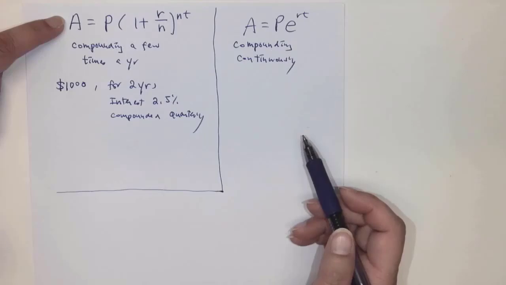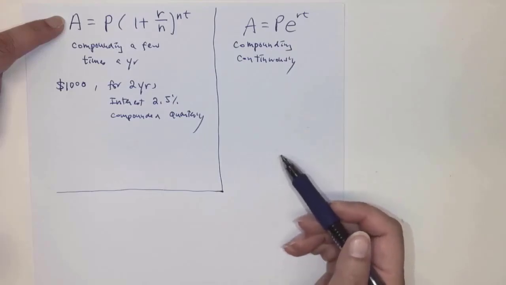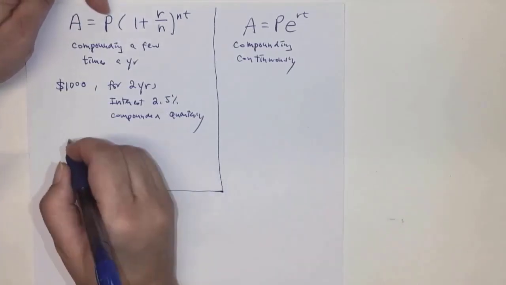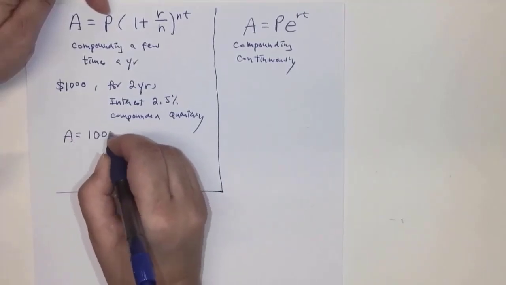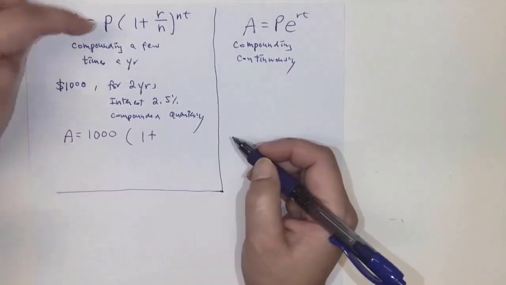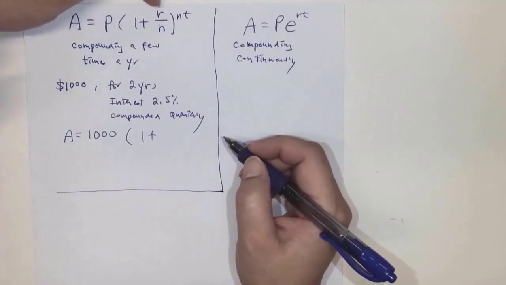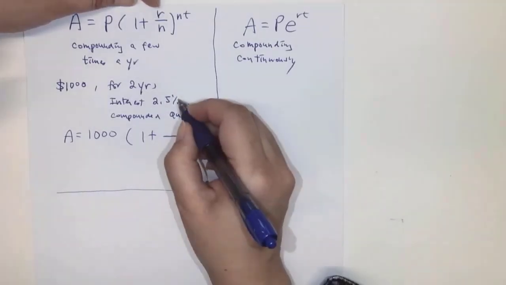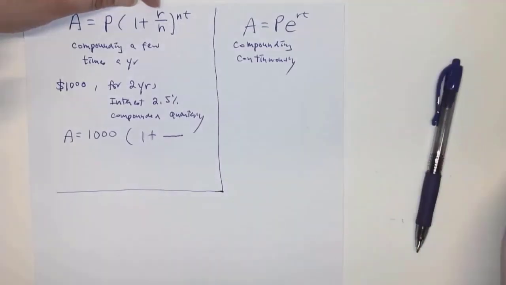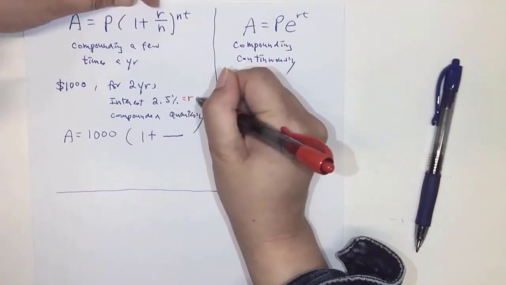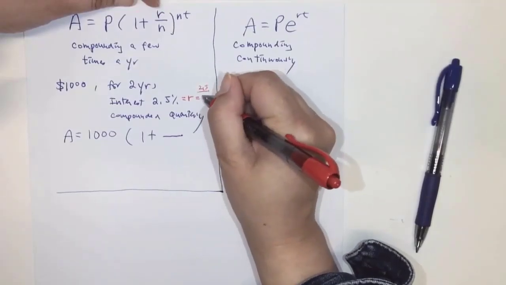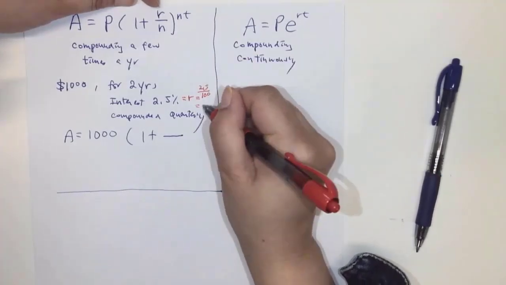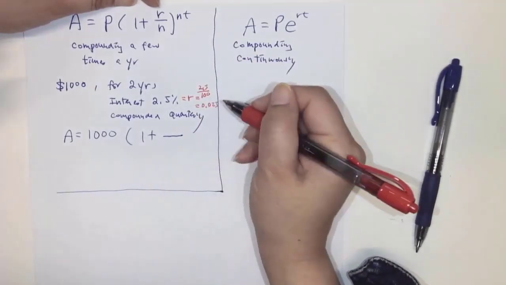Do we know A? A is how much money you have after T years. We talked about it last time, so we don't know that. How about P? Your principal is $1,000. And then 1 plus R. R is your interest, but it needs to be in decimal form. So 2.5% divided by 100 turns into 0.025.